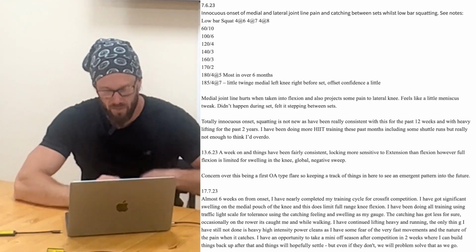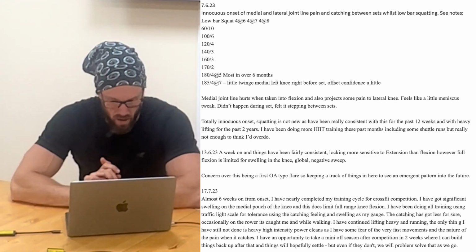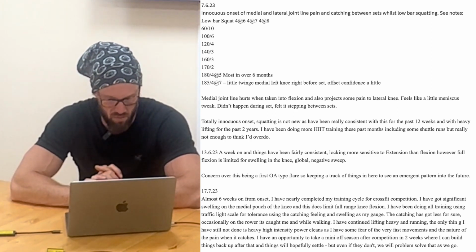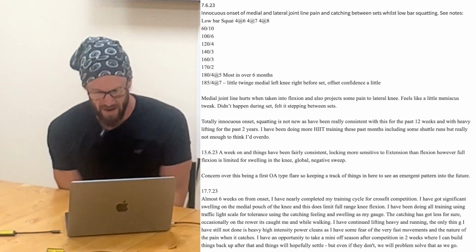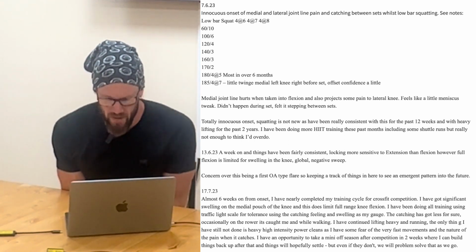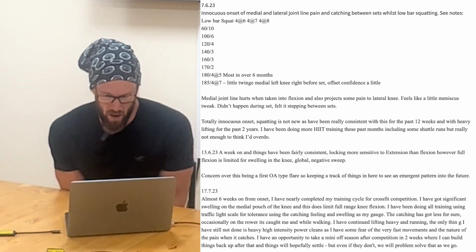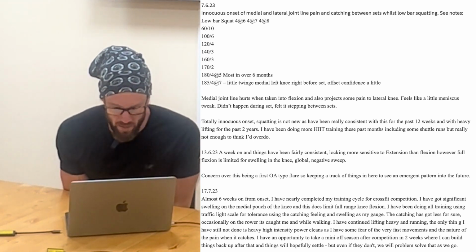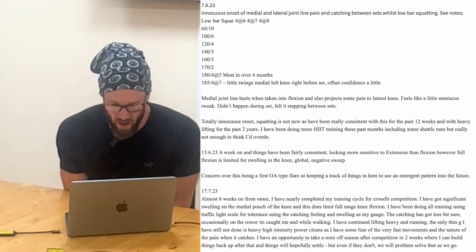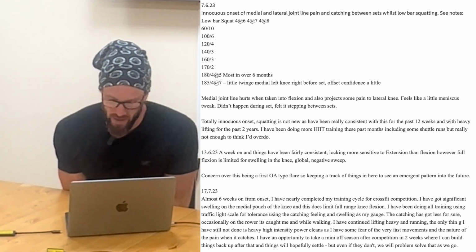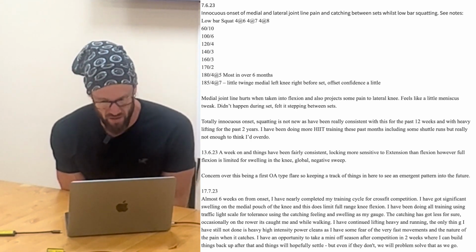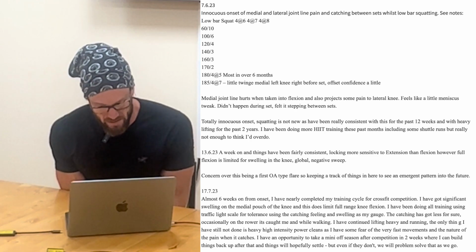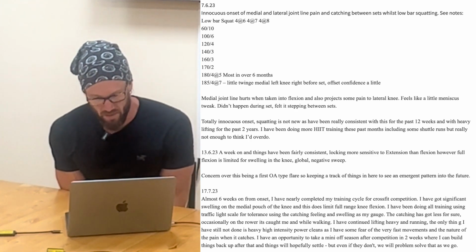You can see that from my notes, which are not by memory, from reading my notes here, I had an innocuous onset of medial and lateral joint line pain and catching between sets whilst low bar squatting. So here was the notes that I had for that session. Now I was doing a low bar squat, which you may or may not be familiar with, and the programming I've got written there was 4 reps at RPE 6. I've covered that in another video, but what that means is that the weight should be such that I have about 4 reps from where I think failure is. Then I have 4 reps at RPE 7, then I have 4 reps at RPE 8.